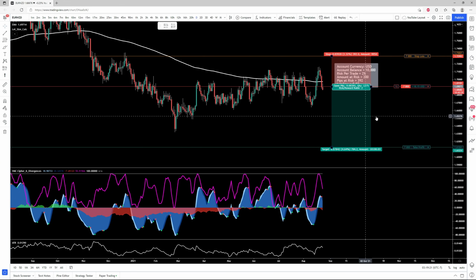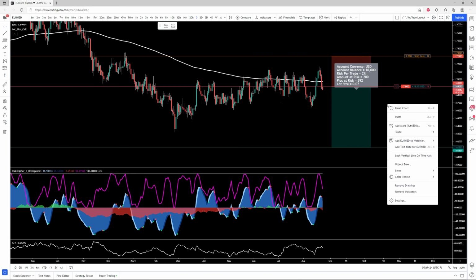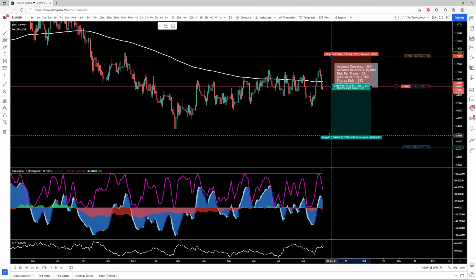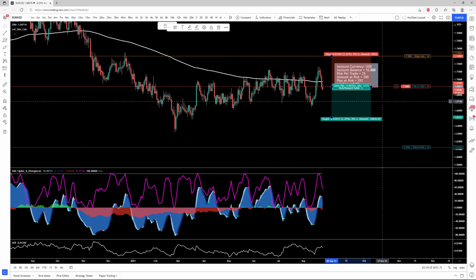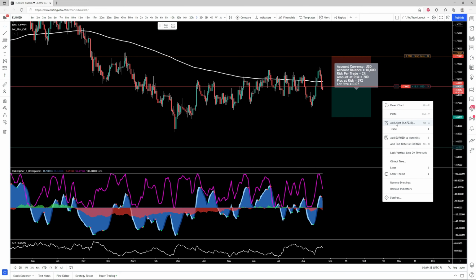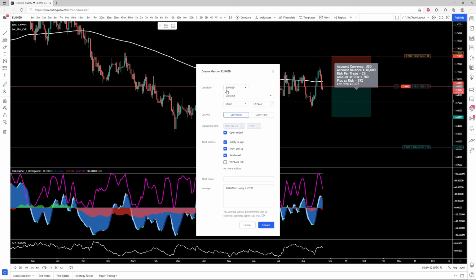All right. So now for the alert, once price goes 1 times the risk, I can simply click on here and go add alert, but first I need to figure out what price is 1 times the risk. So right here, we have 1 times the risk. So now I can just right click, add alert, and whenever Euro Kiwi crosses over a certain value, I can be alerted to my email. So it will pop up on my phone, just so I know exactly when to move my stop loss to break even.